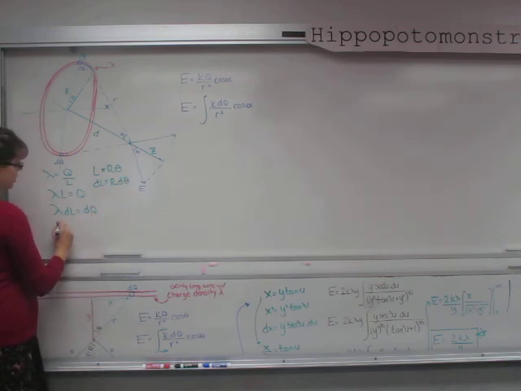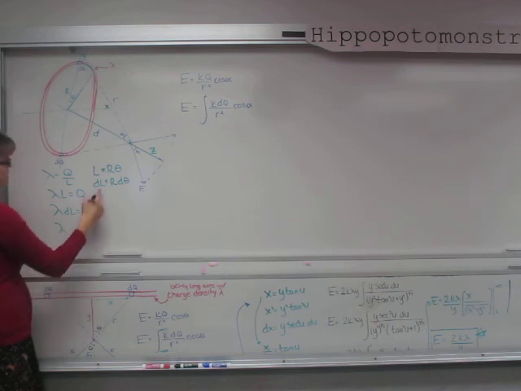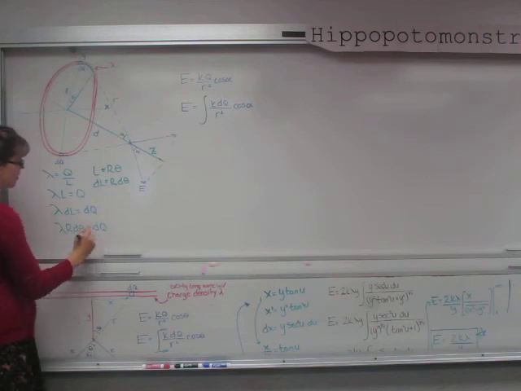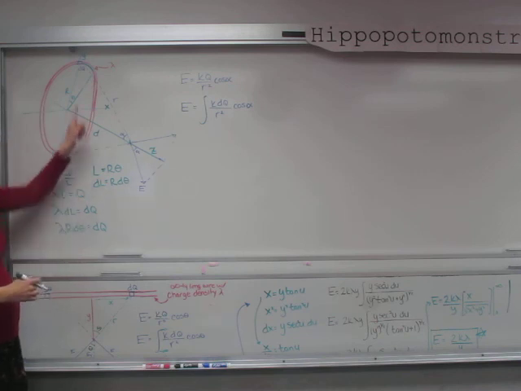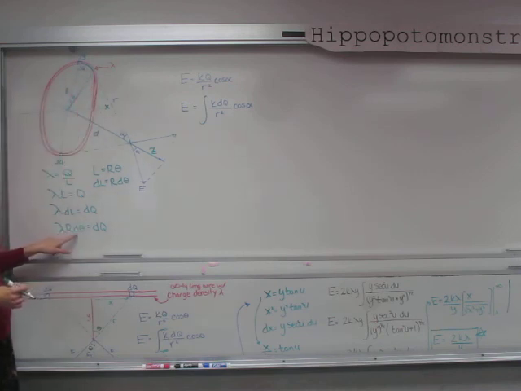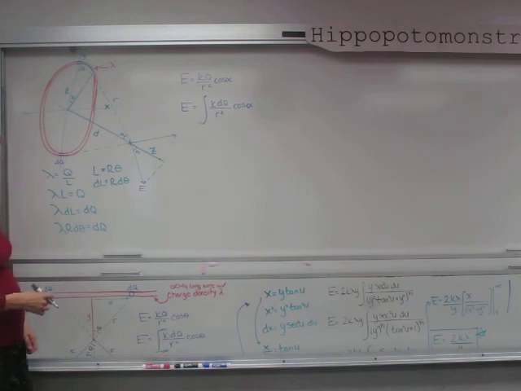Let's put that all together. Lambda r d theta is equal to dq. Now we can take this to the limit of the whole circle, and theta will become 2 pi. So 2 pi r is the circumference. So the whole length is 2 pi r, and that makes sense.